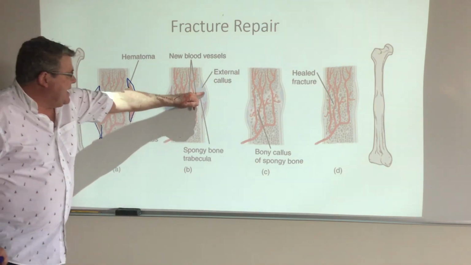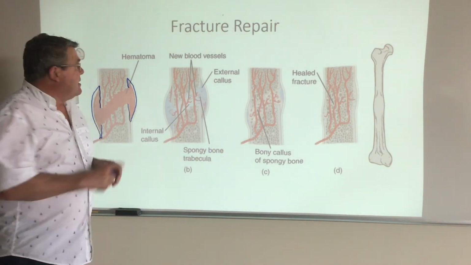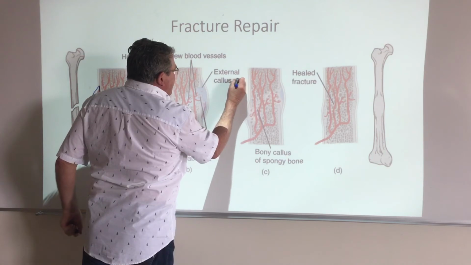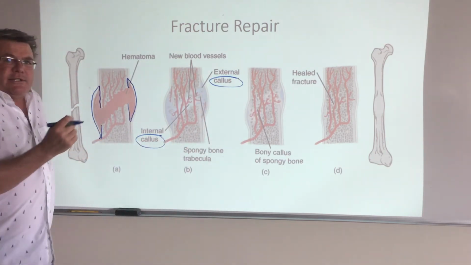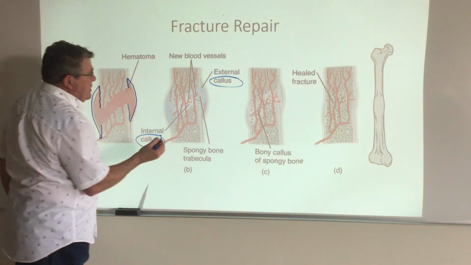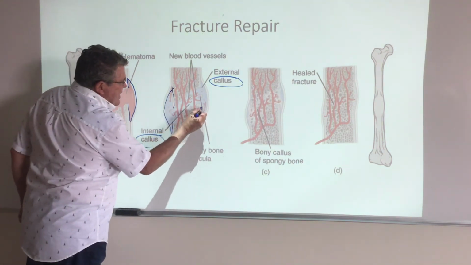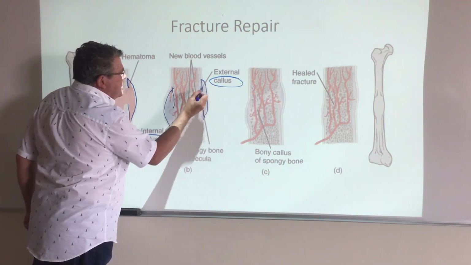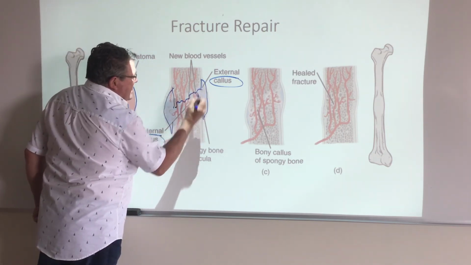What's going to happen next is we're going to start to develop cartilage in there, and we call it a callus. So it now starts to toughen up. Not real tough, but tougher than the hematoma. And if you look, we have a callus on the outside, or external, and then we also have a callus on the inside.